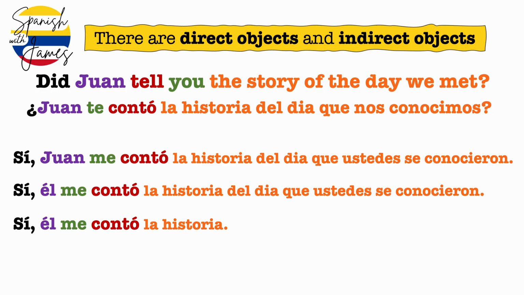But la historia, why mention la historia? The person's asked me about the story. They've made it clear that the story is the object, it's the thing being told. It's being told by Juan, it's being told to me. Juan is the subject. The story is the thing being told, it's the direct object. I'm the person it's being told to, I'm the indirect object. All those things are already implicitly clear in the conversation, so I can just shorten it all the way down to sí, él me la contó.